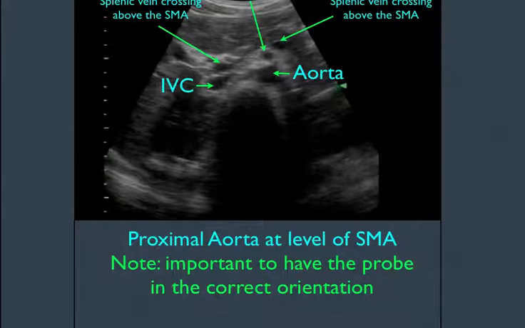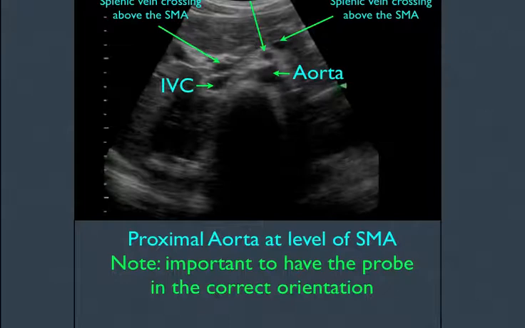And that's been described as a mantle clock. So if you think of a clock that sits on a mantle with a little face for the clock, the face is the SMA, and the mantle shape is the fat around the SMA. And the splenic vein crosses on top of the superior mesenteric artery.